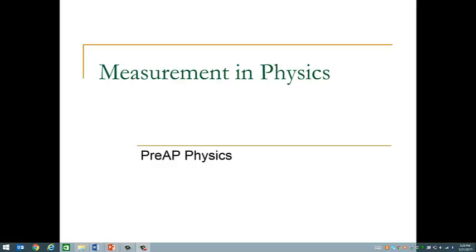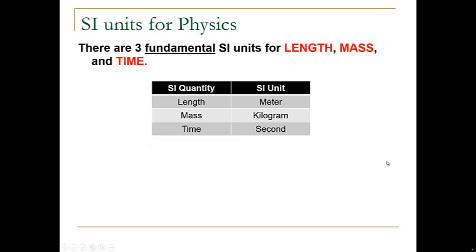So your first lecture today is on measurements that we're going to use in physics throughout the school year. What we're looking at with measurements is just what units we're going to be using all semester long. The three main SI units for physics are the meter, the kilogram, and the second. You do need to memorize these. We'll be adding a whole bunch more throughout the year, but these are the basic ones that we're going to start with.